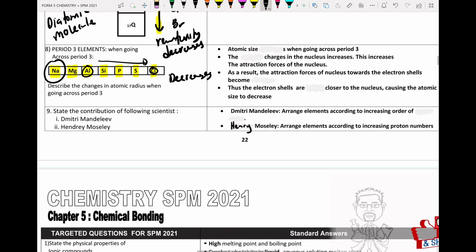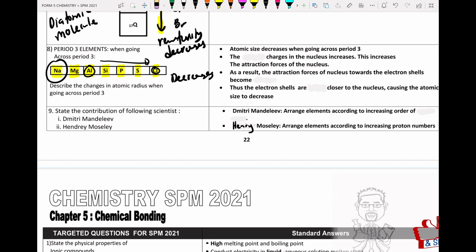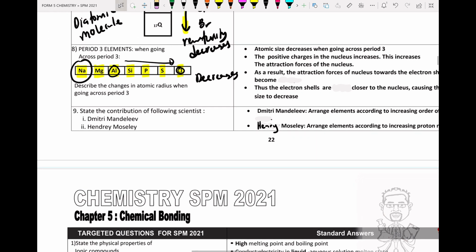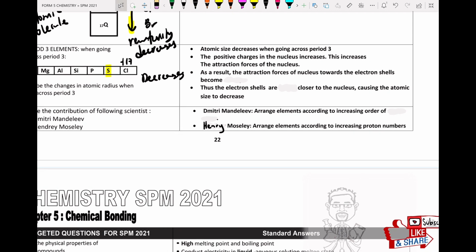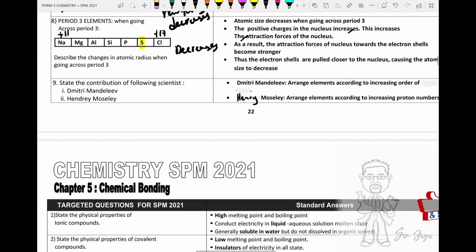Why does the atomic size decrease when going across period 3? This is because of the positive charges. Here we have positive 11, here we have positive 17 protons in the nucleus of chlorine. Therefore, the positive charge in the nucleus increases. This increases the attraction force of the nucleus. As a result, the attraction force of the nucleus towards the electron shell becomes stronger. Thus, the electron shells are pulled closer to the nucleus, causing the atomic size to decrease.